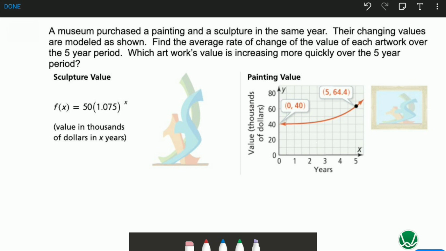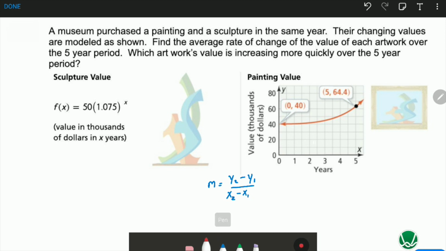So since we're looking for just an average change between when they're bought and the end of this 5 years, we're going to be using average rate of change. Remember, average rate of change is just the slope. So we are basically looking at slope, y2 minus y1 over x2 minus x1, as well as many other versions of the formula that you could use.